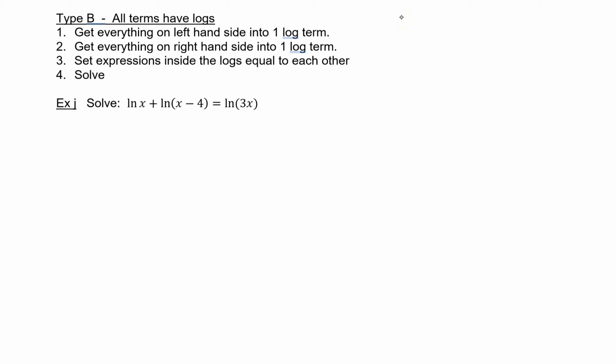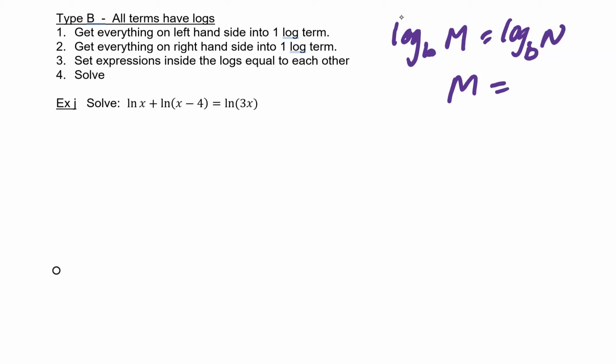This type of equation is actually easier to solve because we can make use of the property that if we have log base b of m equal to log base b of n, and they have the same base, then the two interiors, m and n, will just be equal to each other.